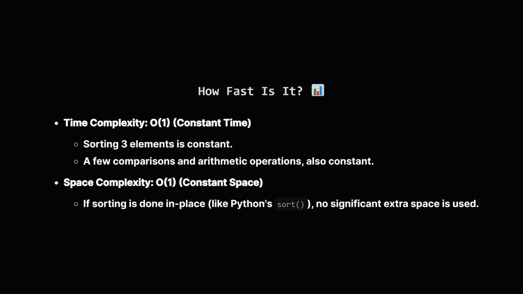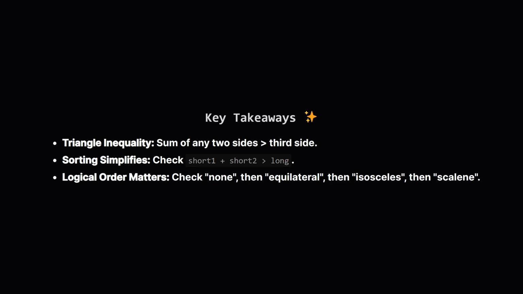For space, it's also big O of 1, or constant space. If the sorting happens in place, meaning it modifies the original list directly without needing a new one, then we're not really using any extra memory that depends on the input size, which is fixed anyway. So very memory-friendly. So let's recap the main points.